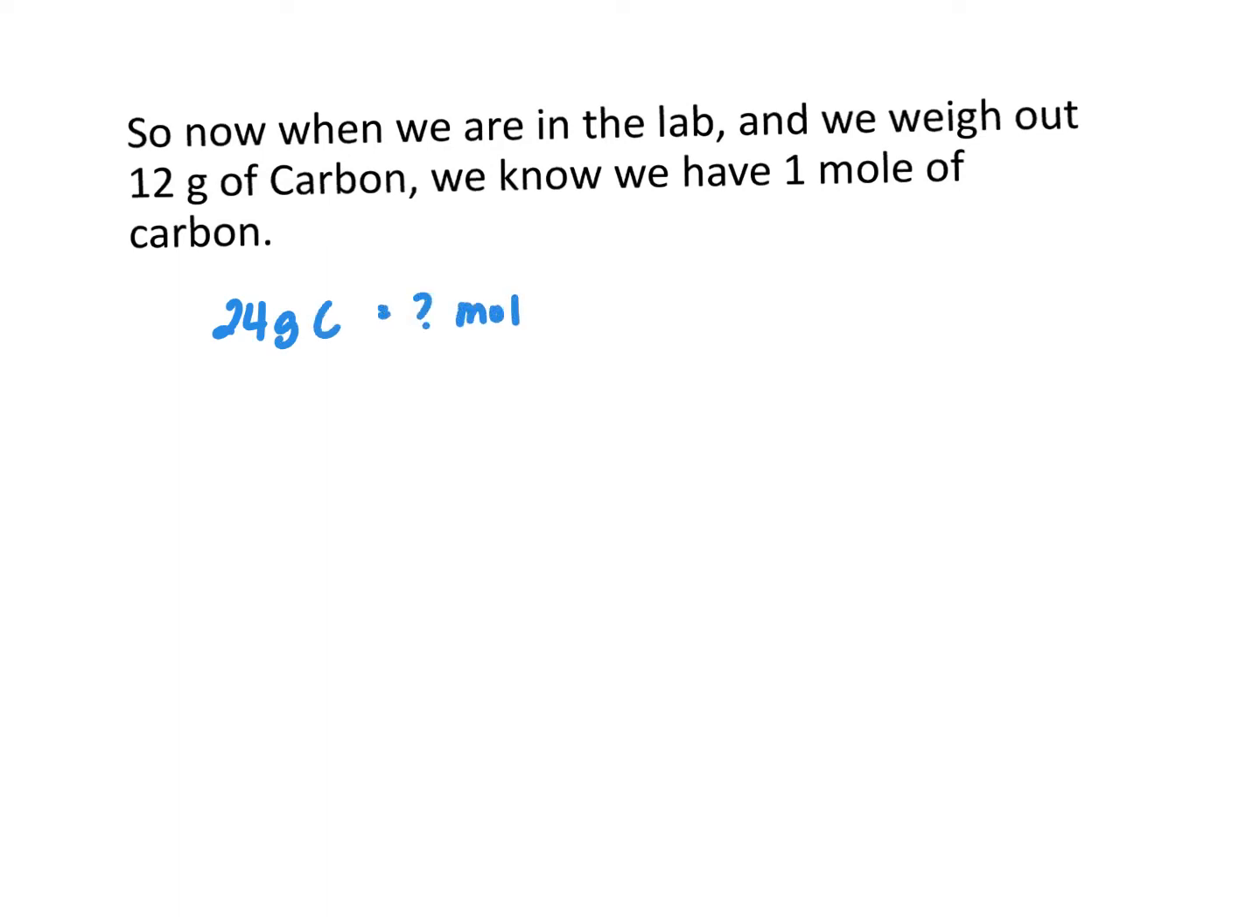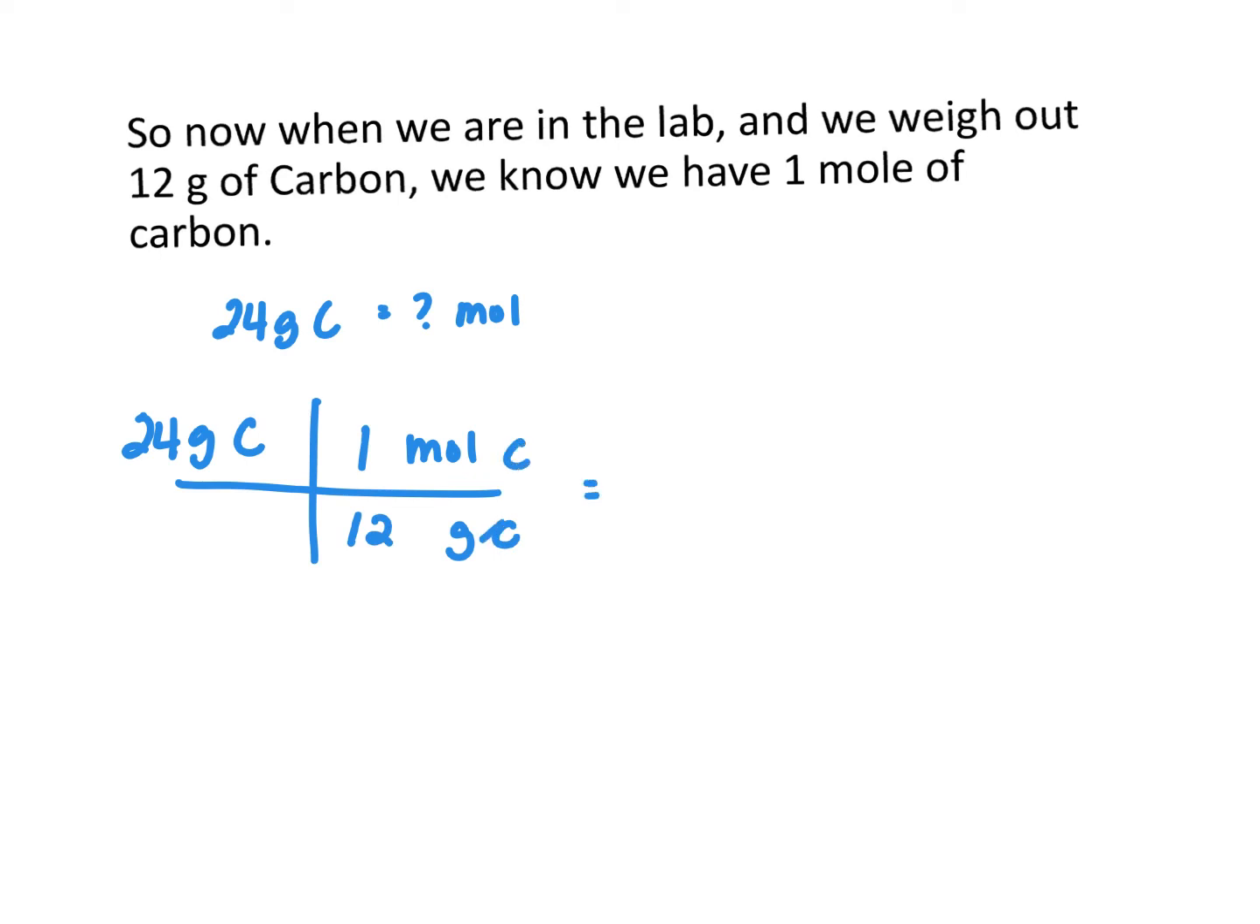Well, what I could easily do is a train track calculation to solve this. Now I know this one is fairly easy, but it's still important to go through the steps. So if I had 24 grams of carbon, I would still use my train track and say, 24 grams of carbon. I want to cross cancel my grams. I want to end in moles, right? And then I look at my conversion. We know in 1 mole of carbon, I have 12 grams.